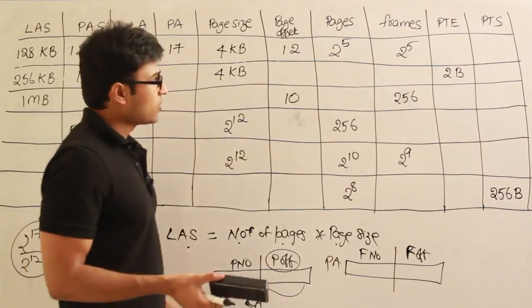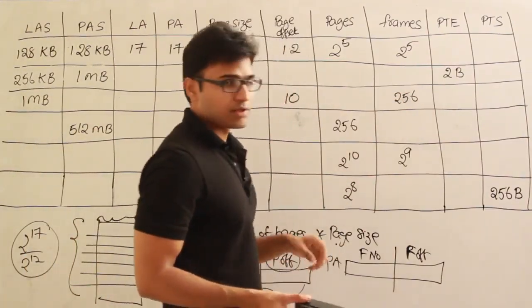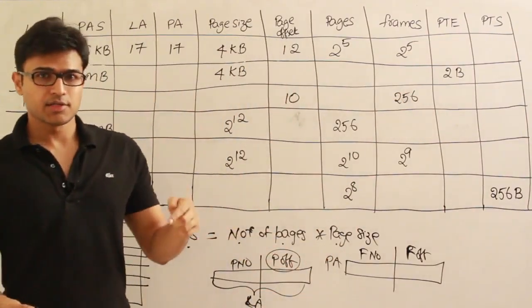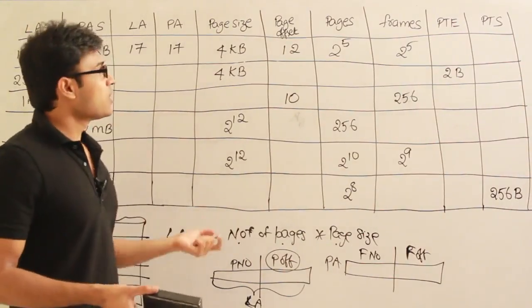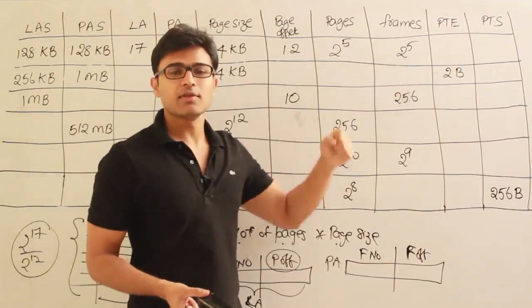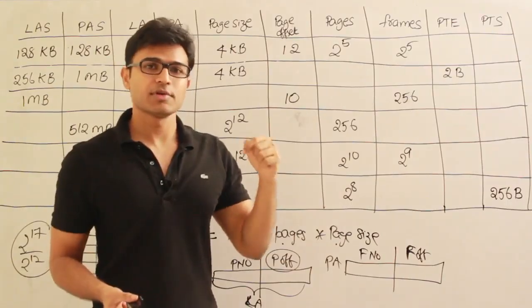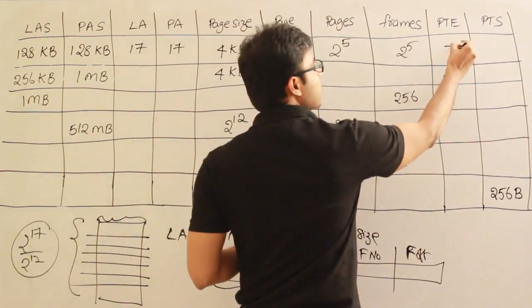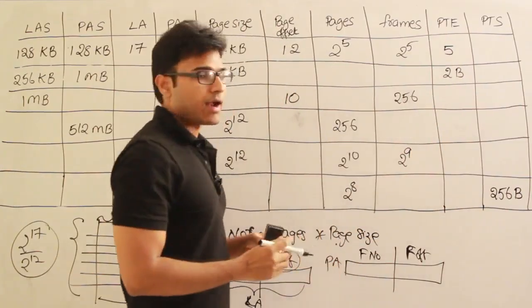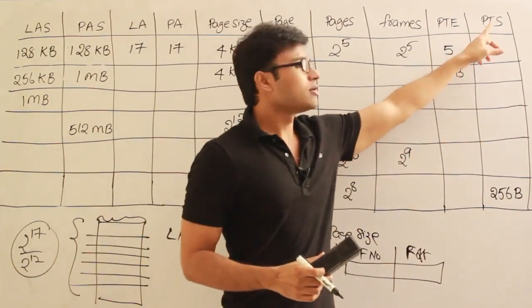And now what will be the page table entry? Page table entry means once you form the page table, what is it that you are going to write in that? The frame number. And if you have 2 power 5 frames, then how many bits are required to represent a frame? 5 bits. And these 5 bits will go into the page table entry. Got it?